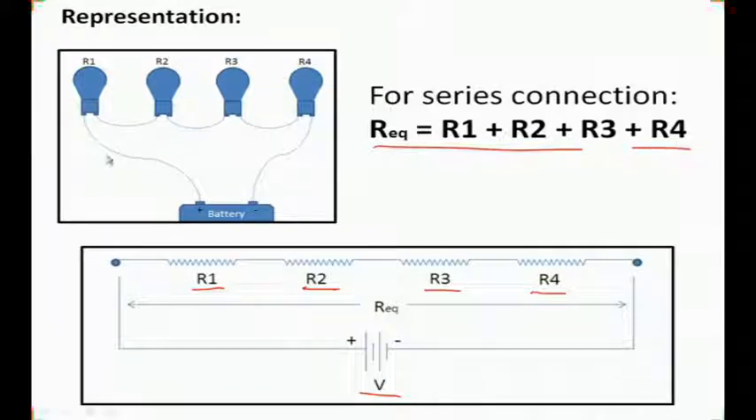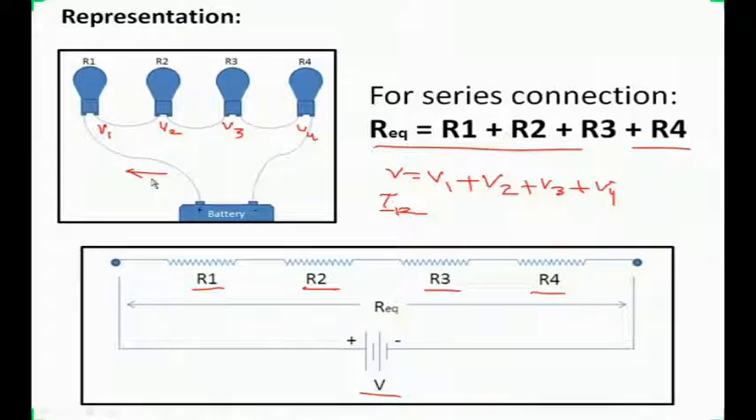Here is the voltage source, and here if we find out the equivalent resistance, then it comes out to be R1 plus R2 plus R3 plus R4. We have seen that V is equal to V1 plus V2 plus V3 plus V4. Here this is V1, this is V2, this is V3, and this is V4.